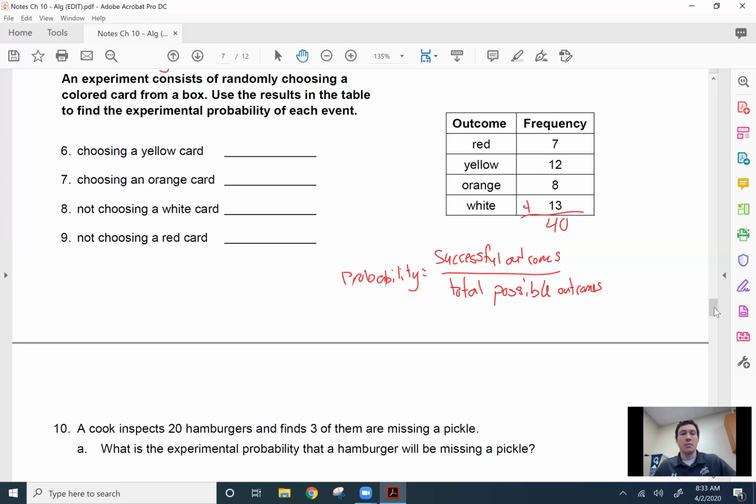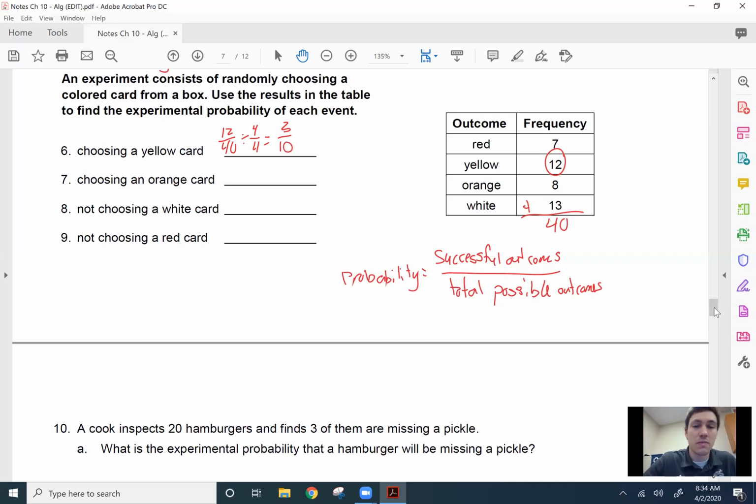Yeah. And then it says choosing a yellow card. So that choosing a yellow card would be a successful attempt over total possible, which is 40. So this would be 12 over 40, which we always reduce in math. So 12 divided by 40 is going to be 0.3 or 3/10, because I can divide top and bottom both by 4, right? So it's going to be 3/10.